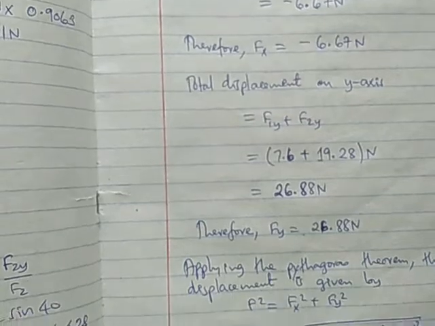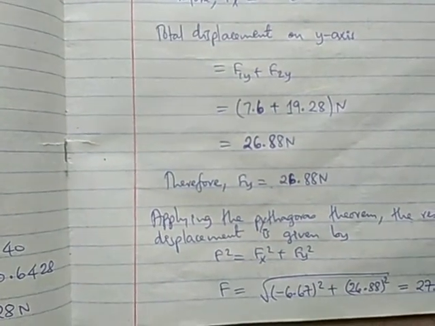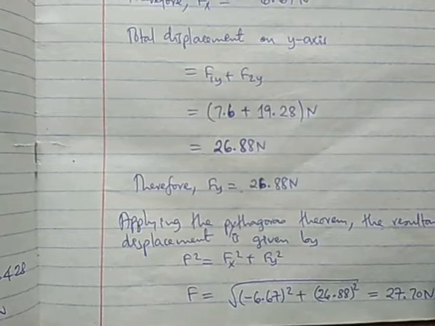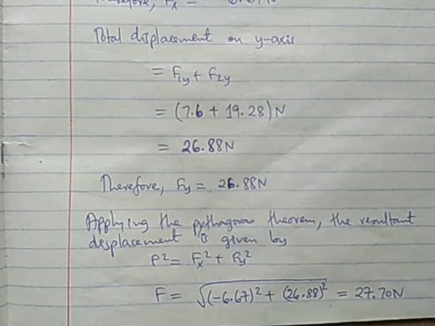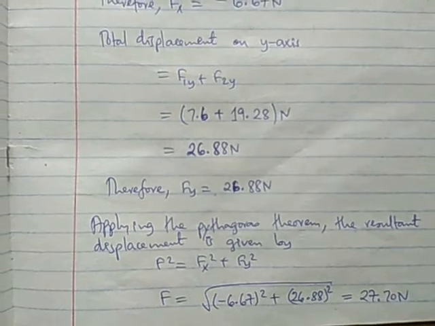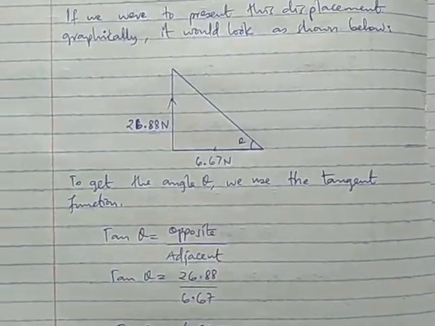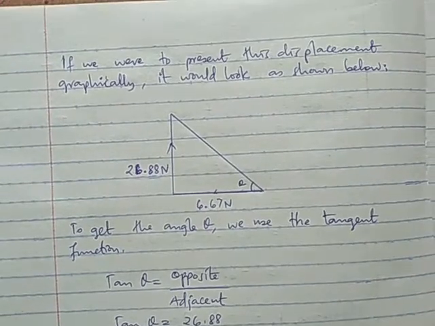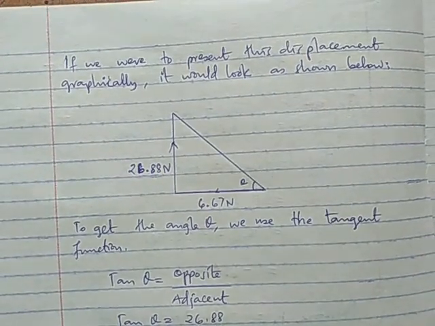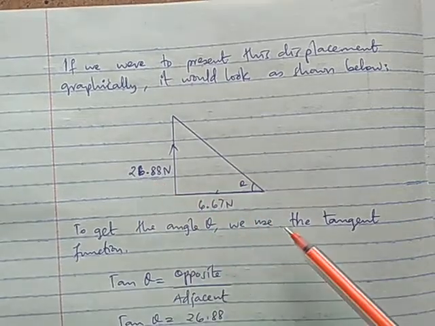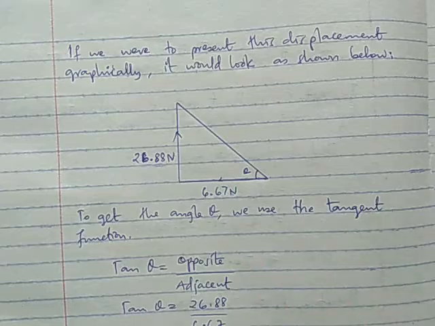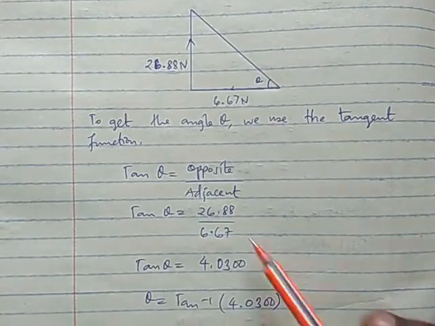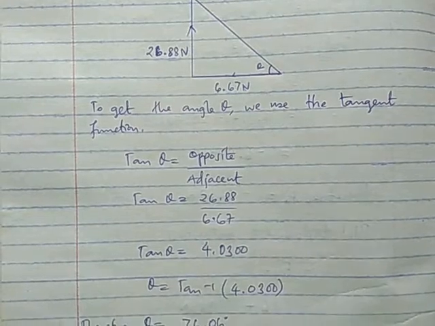So in order to get resultant vector f, itakuwa sawa na the square root of the sum of squares of the two forces, fx square plus fy square. We are getting the resultant vector ambayo ni 27.70. Lakini tukitaka kupata angle ya resultant vector wetu, manake tukitaka kurepresent ile vector graphically, tutapata vector yetu ambayo itakuwa kuna 26.88 au 6.67. So to get the angle theta, we use the tangent function. Tan of an angle theta will be equal to opposite divided by adjacent.